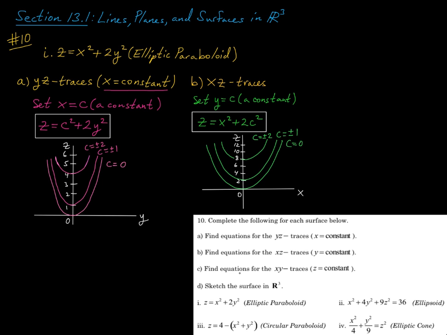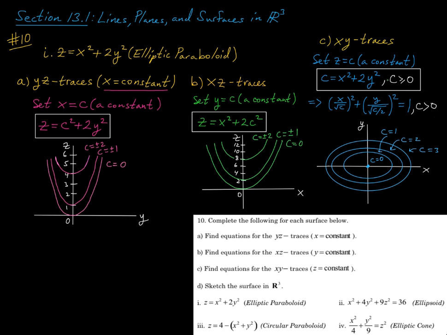Great. How about part C? Find equations for the xy traces. That's where we set z equal to a constant. So if I set z equal to c in the surface equation, I get the equation c is equal to x squared plus 2y squared. Now notice that this expression on the right-hand side is non-negative for all values of x and y, because it's the sum of two square terms. And so we point out that c is always greater than or equal to 0.